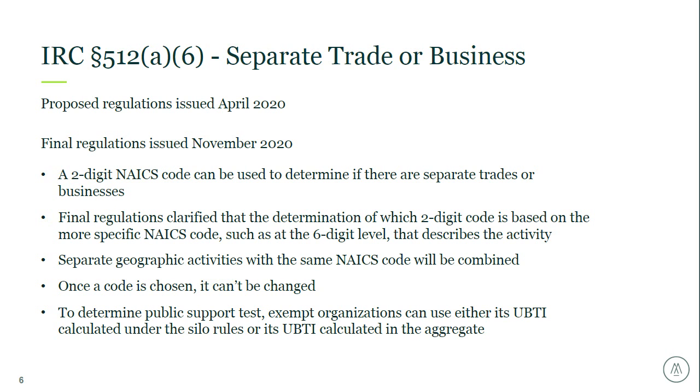And once an unrelated business has been identified with the two-digit code, the code cannot be changed unless the organization can show that the original code was selected because of an unintentional error, or that another code more accurately describes the business.